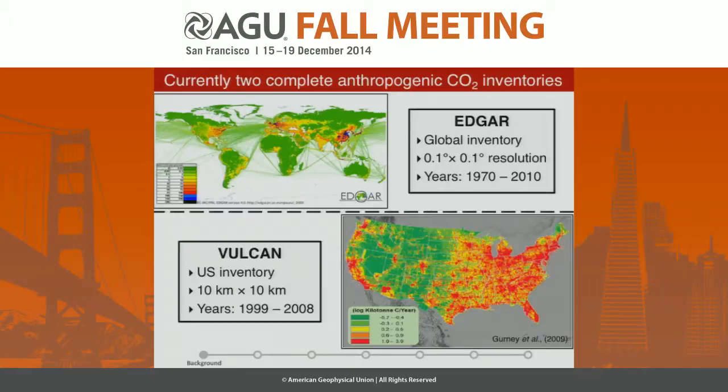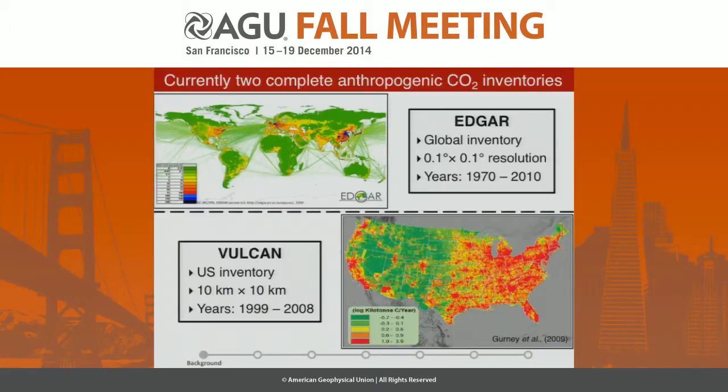So as I mentioned, the top-down approach typically uses a bottom-up inventory as well. So there's 2 complete CO2 anthropogenic inventories that I found, the EDGAR inventory at 0.1 by 0.1 degree resolution, and the VULCAN inventory at 10 kilometer resolution. And in the mid-latitudes, these are comparable spatial scales.